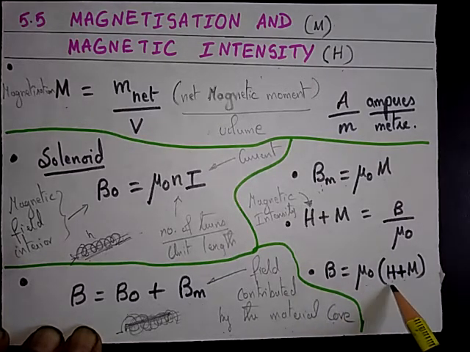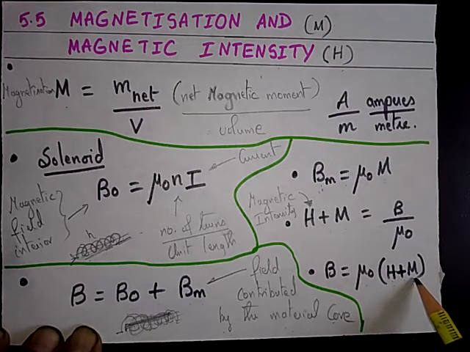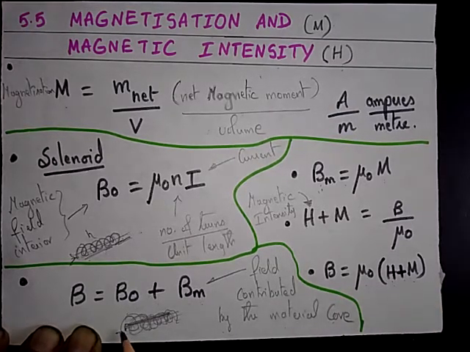The unit of H is amperes per meter. The unit of M is amperes per meter. And I already told you H is magnetic intensity, or we can say intensity of magnetization. And M is magnetization, and M depends wholly on the material core that lies inside the coil to improve the magnetic flux density.